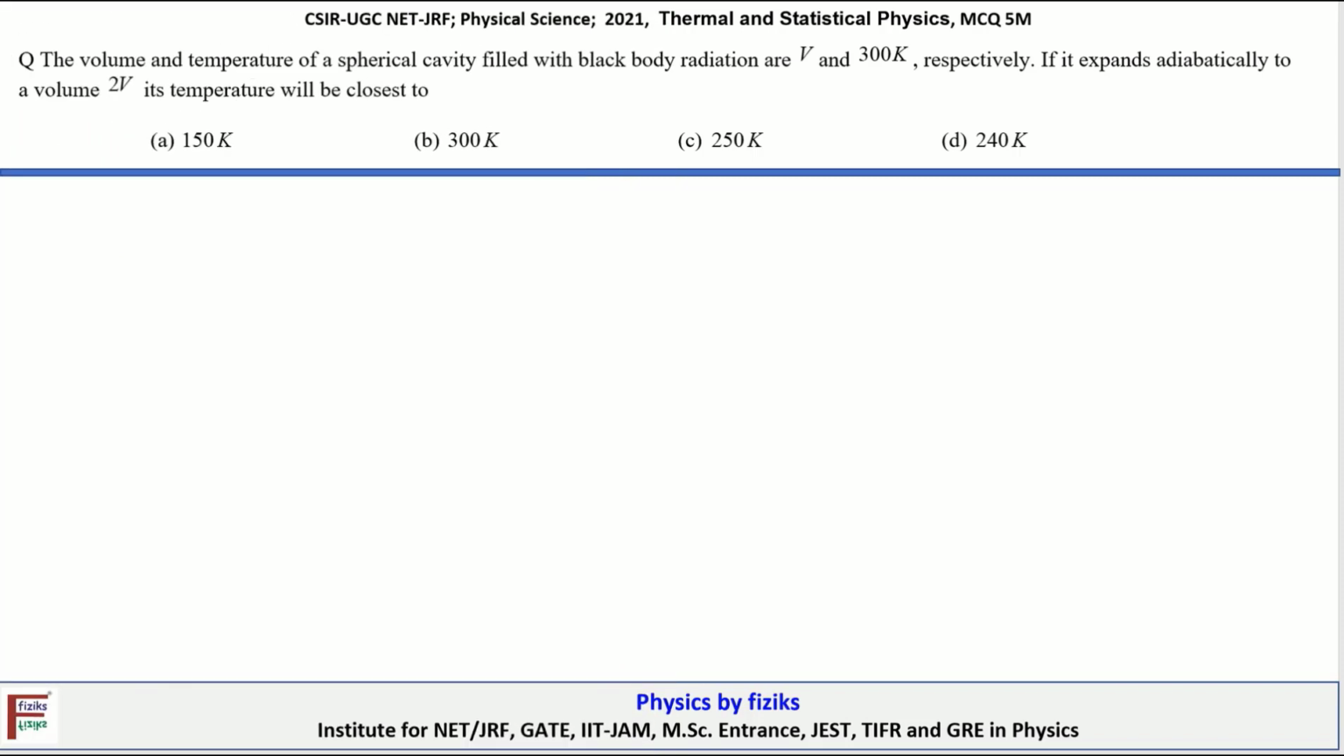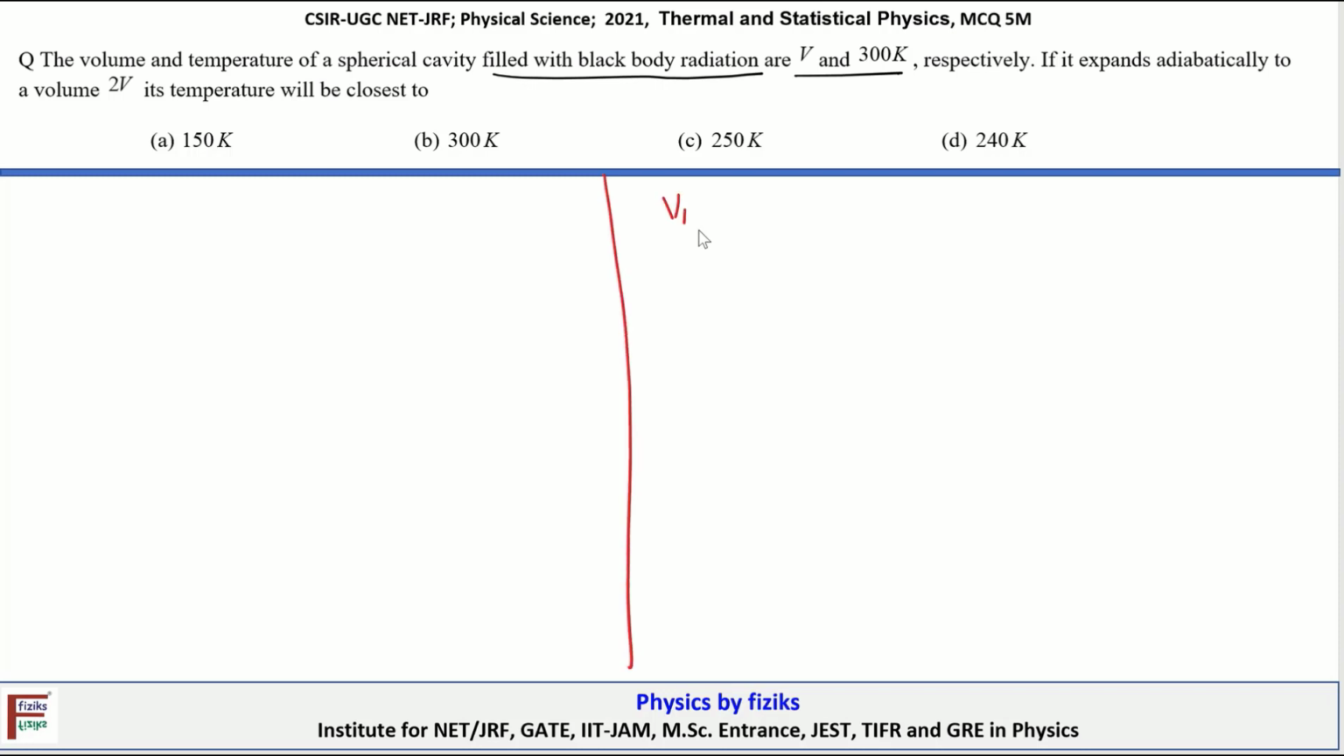So in this video we are going to discuss the questions which appeared in the CSIR JEST examination that occurred in 2021. The first question is: the volume and temperature of a spherical cavity which is filled with black body radiation are given. Okay, so we are given the volume.